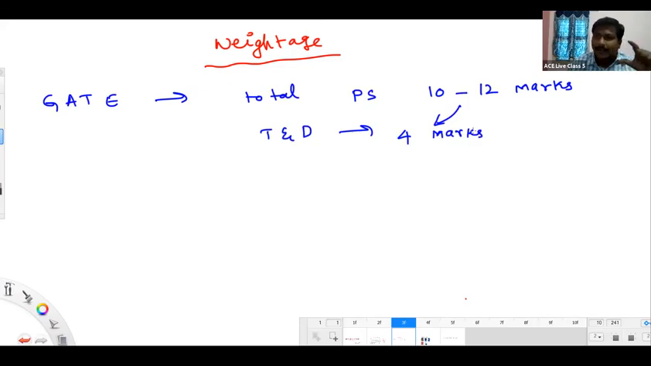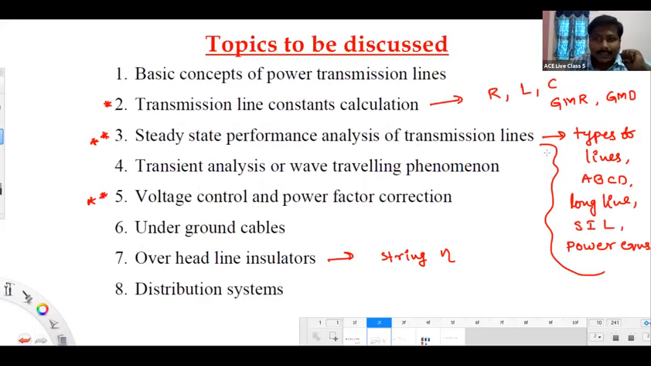Even for 3 marks, they will give a qualitative question. They will give some qualitative questions in the examination. Very conceptual questions they used to give in the T&D, particularly in the third chapter, the so-called steady state analysis.